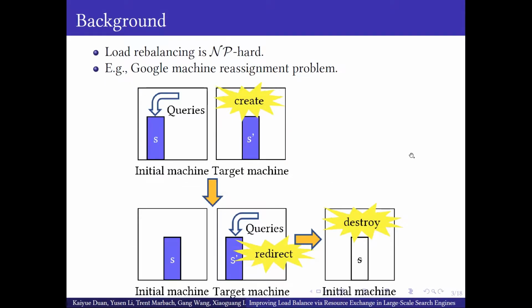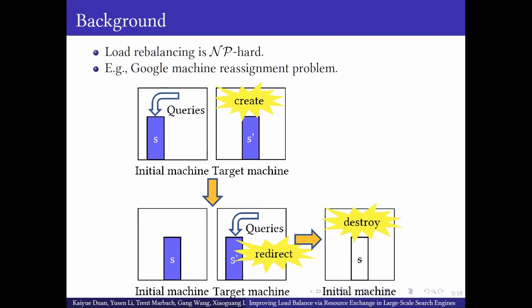The load rebalancing problem may occur when multiple shards are arbitrarily placed on machines or new leaf machines join the search engine. To handle the load rebalancing problem, some search engines, for example Elasticsearch, try to reassign shards among machines. The previous work has theoretically proved that the load rebalance problem is NP-hard.